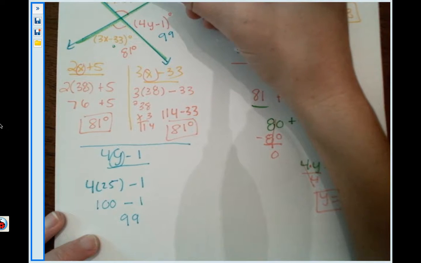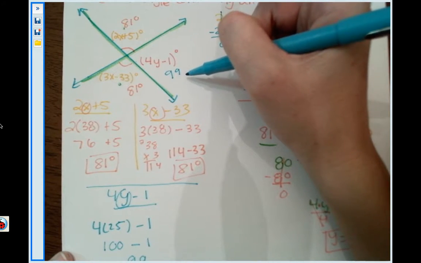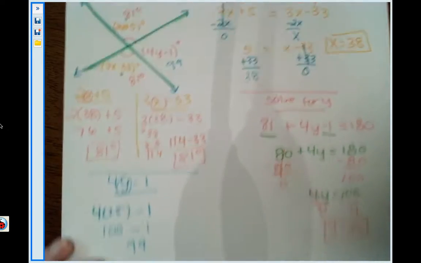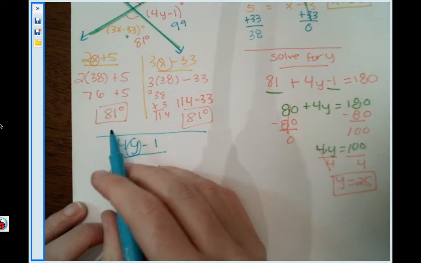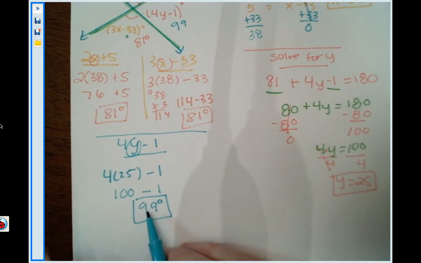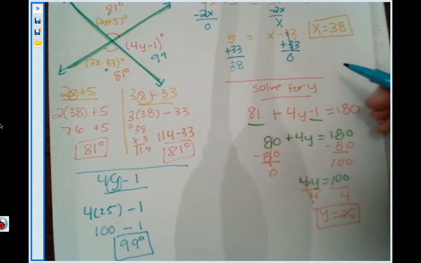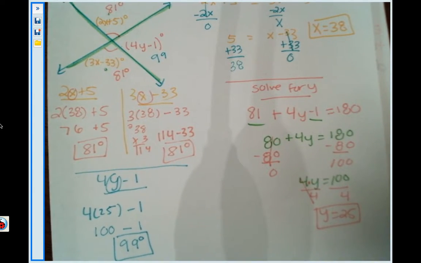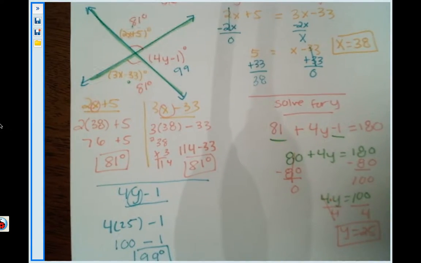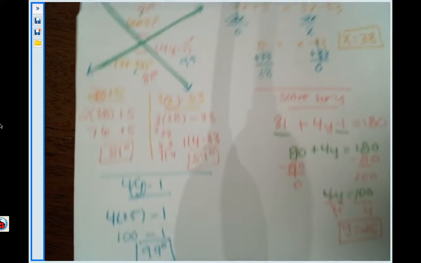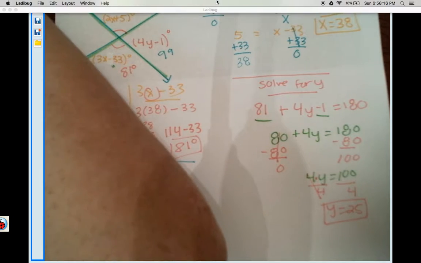And guess what, you guys? 81 degrees plus 99 does give me 180. So yay! My angles containing x are 81. My angle containing y is 99. My x value is 38, and my y value is 25. Oh man, that was an awesome vertical angle problem. I hope you guys enjoyed all this problem had to offer. Look at all that. It's beautiful. Awesome job, you guys.